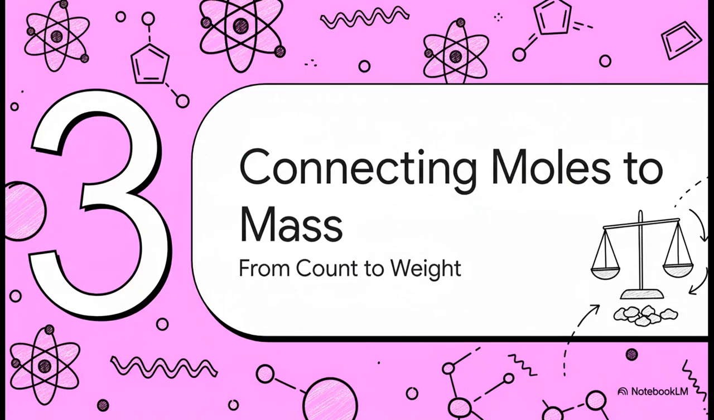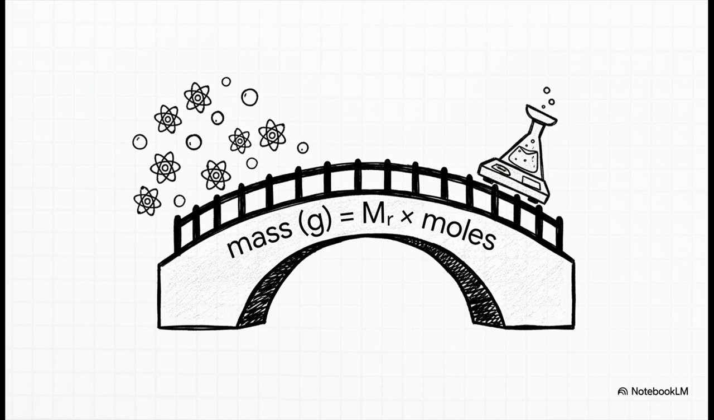So, okay, we've got this gigantic counting number. Great, but just knowing the count is only half the job. The real magic, the genius of the mole, is how it connects that invisible count to a mass, to something we can actually weigh out in a lab. This simple little formula is the bridge I was talking about. It just says that the mass of something in grams is equal to its relative formula mass, we'll just call it Mr, multiplied by the number of moles. That Mr is basically just the weight of 1 mole of that substance, and you can find it right on the periodic table. It's the key that unlocks everything.